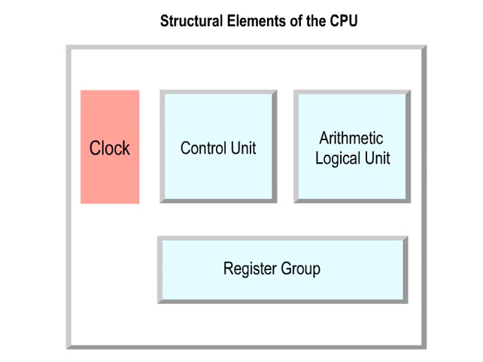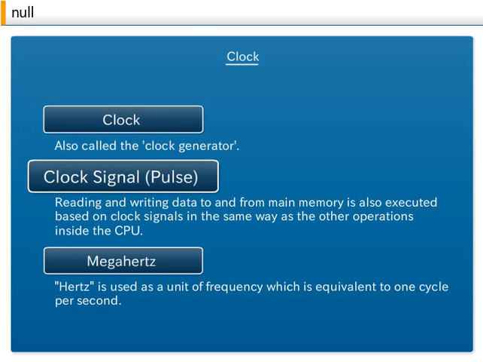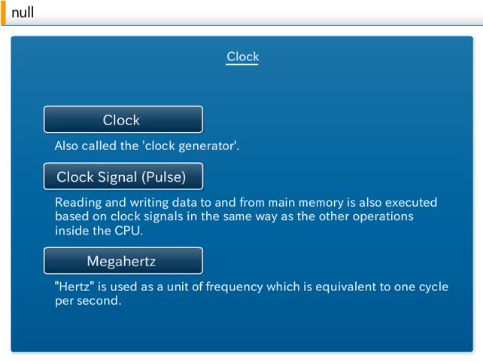The clock is used to provide operational timing inside the CPU. It is a circuit that generates a series of clock signals, or pulses, at regular intervals and is also called a clock generator. All of the operations, including reading and writing data to and from main memory, determine their operational timing based on clock signals provided to circuits.